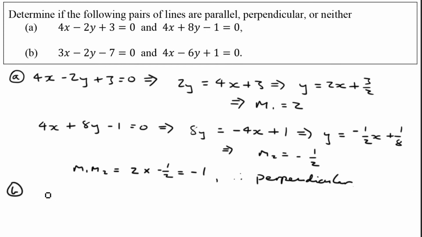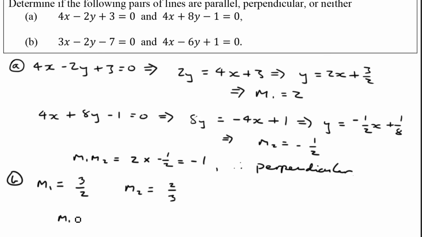What about part B? Well, hopefully we're getting a bit quicker at working out how to rearrange these and seeing what the gradients are. Check this for yourself if you need a bit of practice, but in the first line you should be able to deduce fairly easily that the gradient is 3 over 2, and for the second line that the gradient is 2/3. So if we multiply these two gradients together, 3 over 2 times 2/3, we get 1, but that's not what we need for them to be perpendicular, so they are not perpendicular.